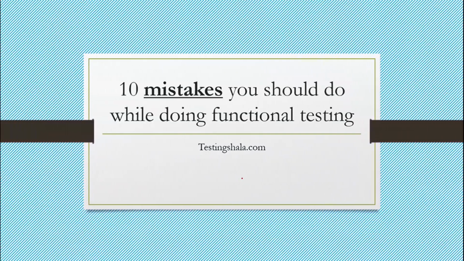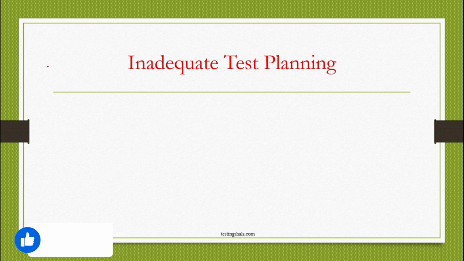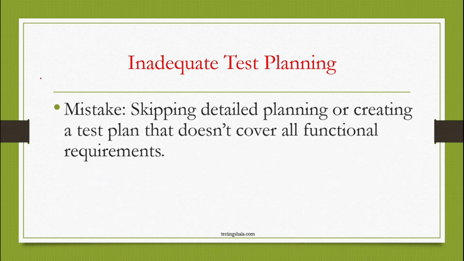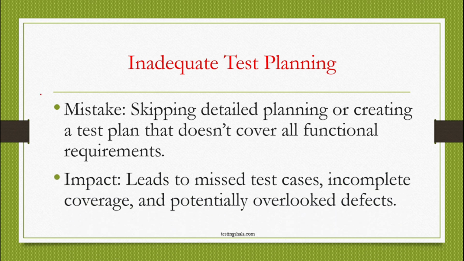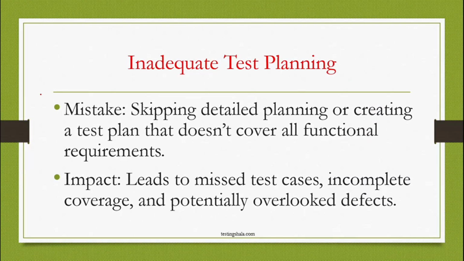The first mistake we normally make in functional testing is inadequate test planning. That is, we do not detail out all the details in the test planning, or we create a test plan that does not cover all the functional aspects or requirements. If we do that, the impact would lead to missing test cases, incomplete test coverage, or potentially overlooking defects. That is the first mistake: inadequate test planning.